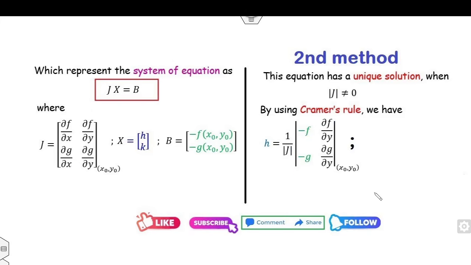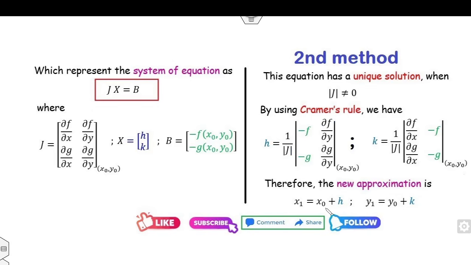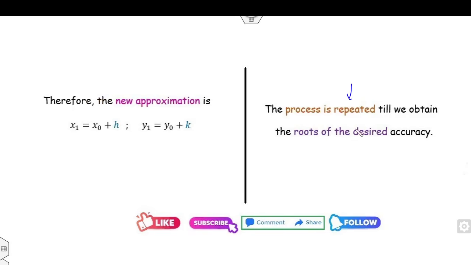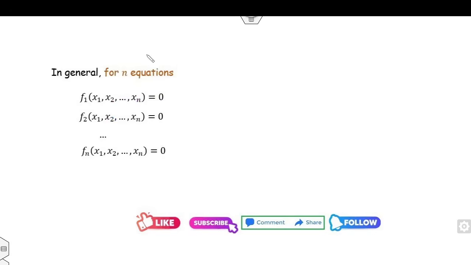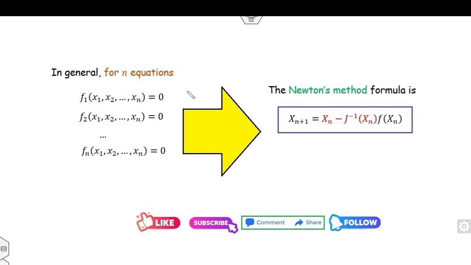Now once you know the values of h and k, I can find the new approximation as x naught plus h and y naught plus k. Now again, based on this new pair x1 and y1, I can compute the values of h and k at the point x1, y1, and we can repeat the process until the desired accuracy is met. This is the system for two equations. If you have n equations, then you can do the same.